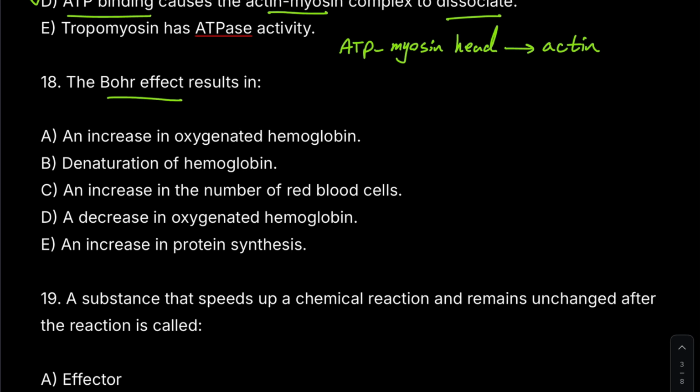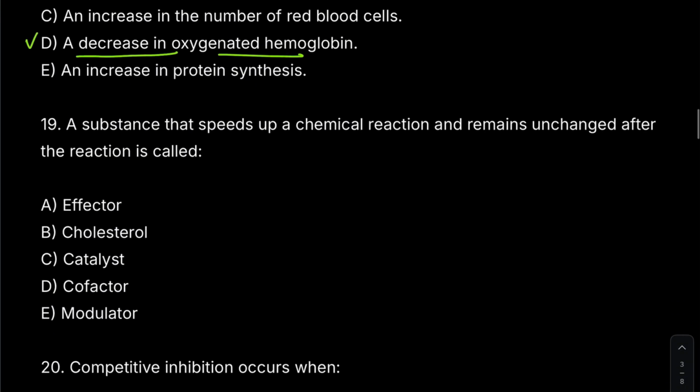So, question number 18. The Bohr effect results in, the correct answer is D, a decrease in oxygenated hemoglobin. The Bohr effect describes how increased carbon dioxide and hydrogen ion concentration lower hemoglobin's affinity for oxygen. As a result, hemoglobin releases more oxygen exactly where metabolically active tissues need it most. Okay, got it?